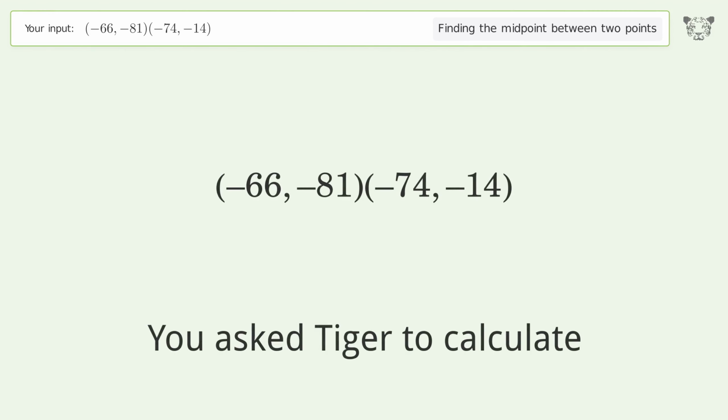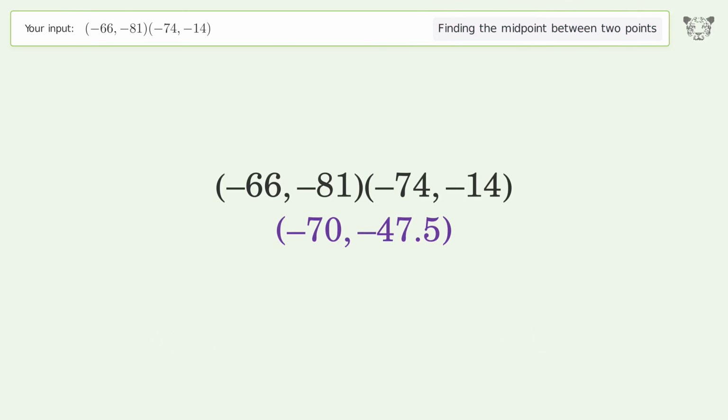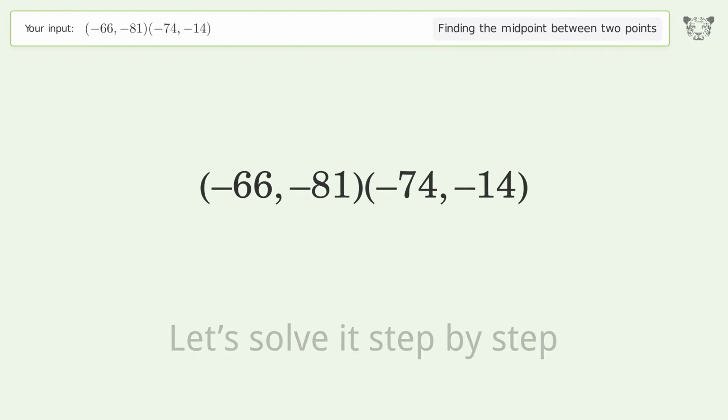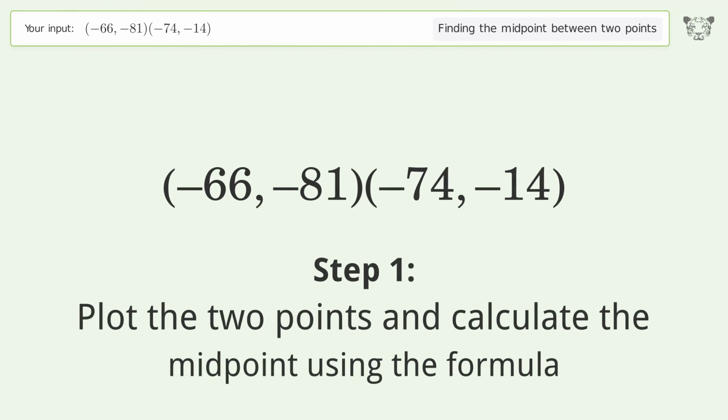You ask Tiger to calculate. This deals with finding the midpoint between 2 points. The midpoint between the 2 points is -70, -47.5. Let's solve it step by step. Plot the 2 points and calculate the midpoint using the formula.